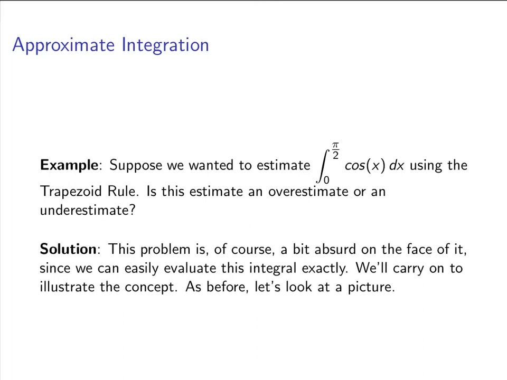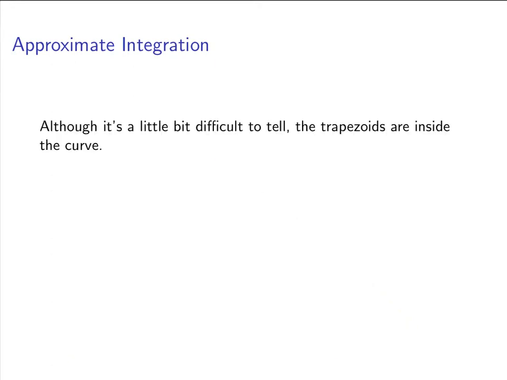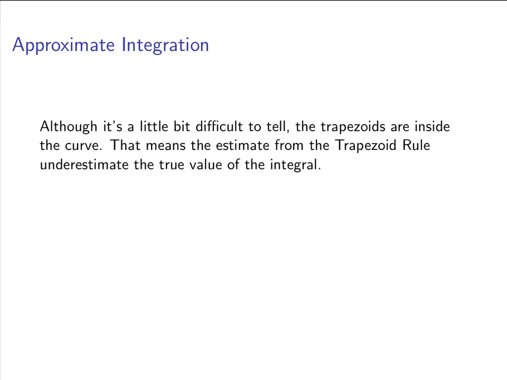And just as before, let's look at a picture. Here is a picture of cosine x on the interval from 0 to pi over 2, and we've drawn in some trapezoids. Now, it's a little hard to tell from the picture, but the trapezoids are actually inside the curve. That's going to mean that the estimate from the trapezoid rule will underestimate the true value of the integral.